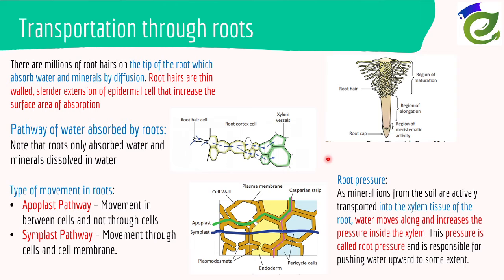Root pressure is also a means of transporting water. Water moves along and increases the pressure inside the xylem. At the bottom of the tree, roots are present and more water accumulates in the xylem. The water at the depth of the tree will increase its pressure, thus causing the water to go up the tree, that is, from roots to the leaves.